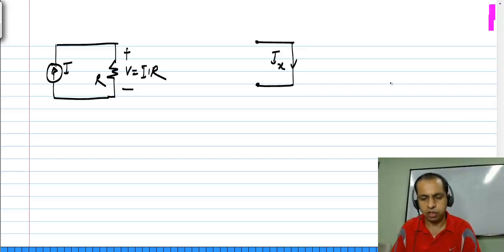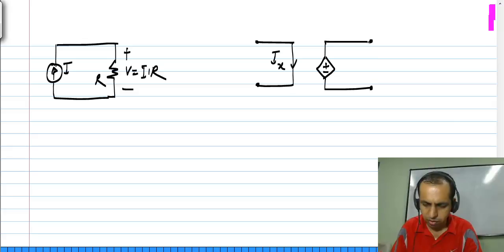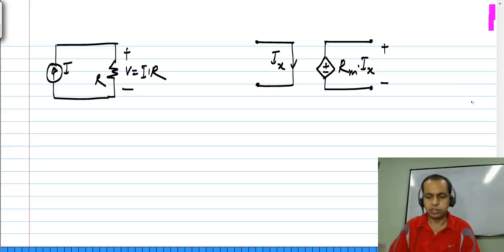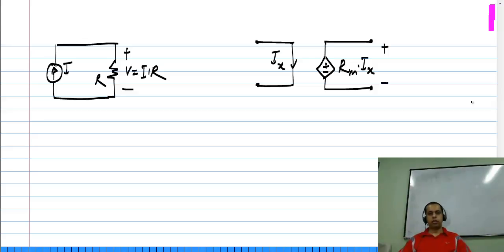There is a certain current Ix. This will produce a voltage which is Rm times Ix between these terminals. Okay. Now what do I want to realize a resistor?